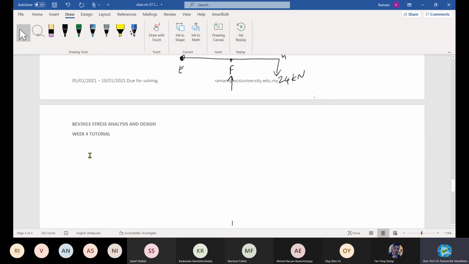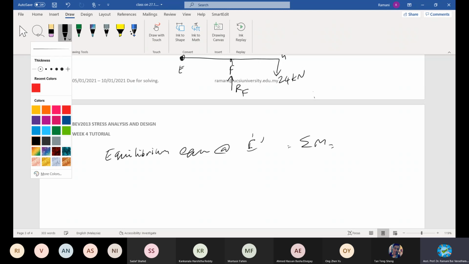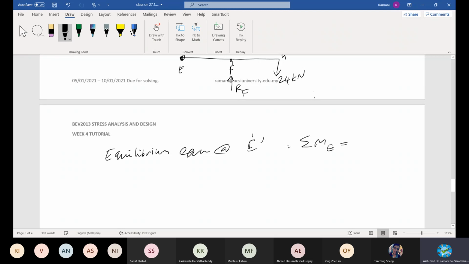Now let's take the moment about, because I need to find out how much the load created here, right? The RF. To find the RF, I can use the equilibrium equation, applying the equilibrium equation at point E. That means all moments about E is equal to 0. I follow this equilibrium equation so that I can find the unknown.